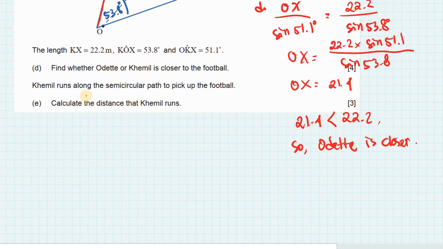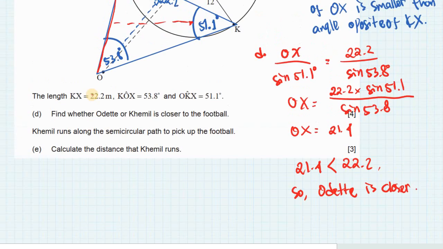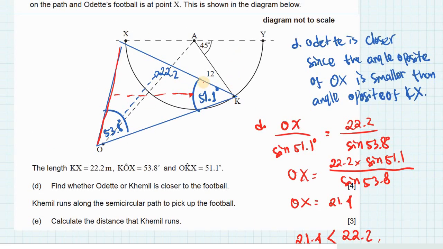Next, we have Camille. Instead of using the shortest one, the blue line here, he chooses to run to the ball using this path. Okay, the circular path. So what is the distance? This path is this one, yeah, the green one. This is part of the circumference of the circle. So we need to calculate the circumference. We know that the circle, the radius is 12 here.